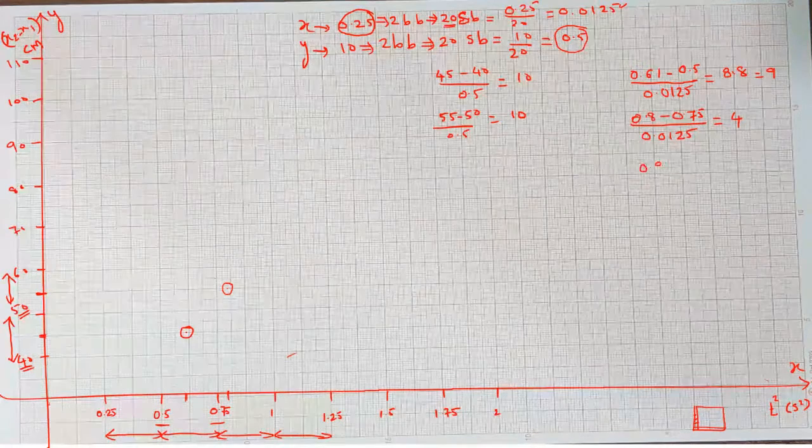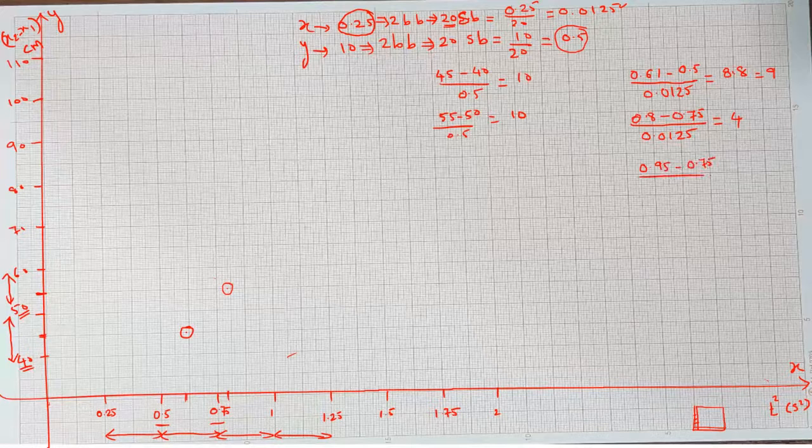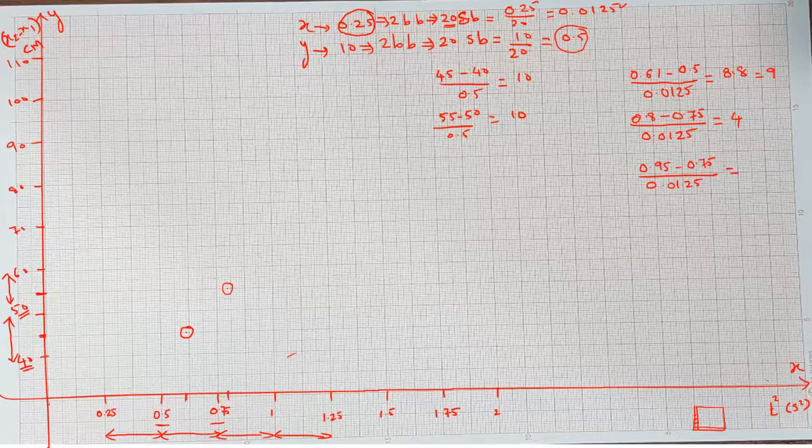So 0.95 minus 0.75. The value of one small box is 0.0125. And I'm going to calculate this. So 0.95 minus 0.75 divided by 0.0125. I got 16. That means 16 small boxes from 0.75.